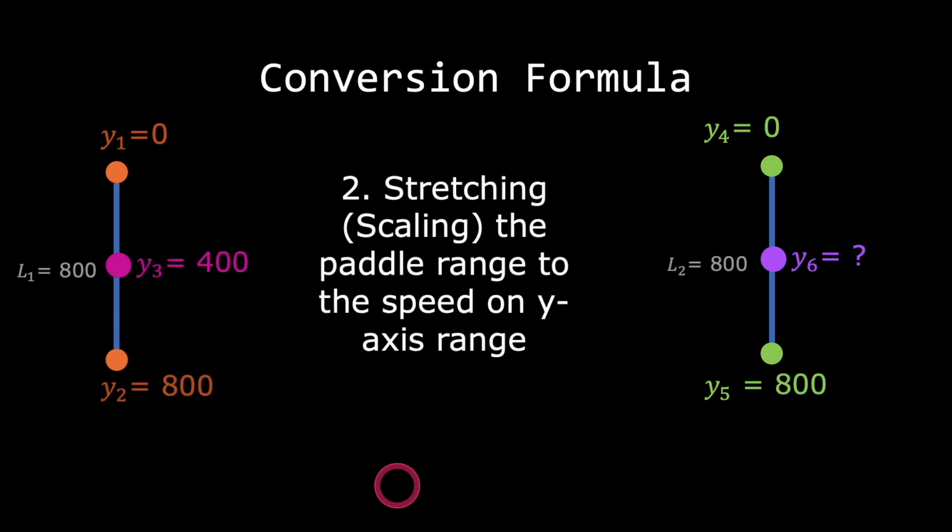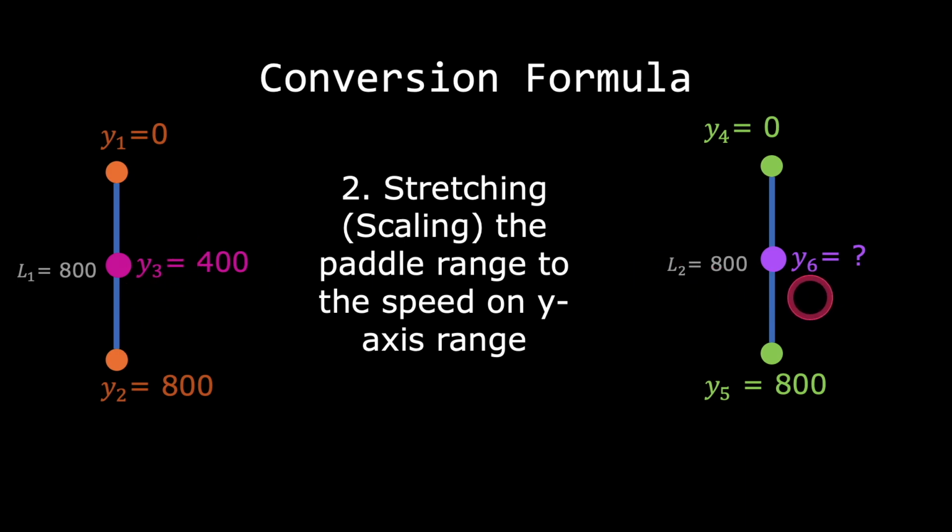So in this case, by multiplying, we are stretching our old paddle range to give us our new value for the speed on the y-axis. And so you can see here y3 is 400, y2 is 800, and it looks exactly the same as our new range. However, we are not done yet. Yes, y6 equals y3 in this case, because we've converted our old range into the new range.